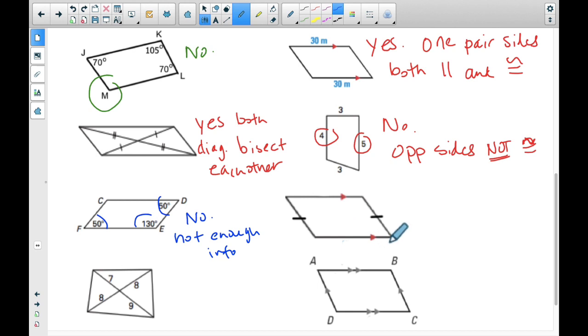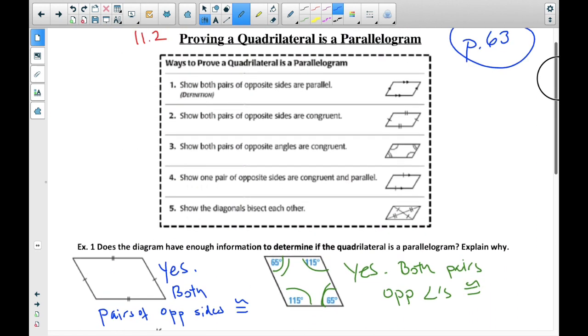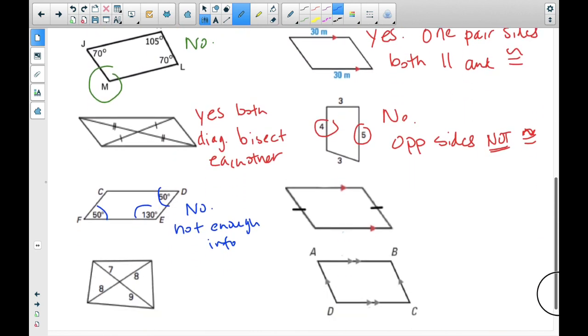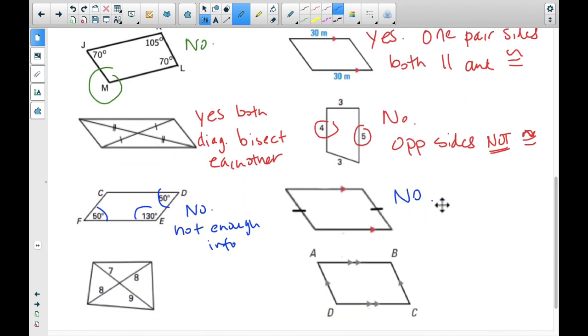All right, this next example, well, we have opposite sides congruent. We have opposite sides parallel. But let's look at our options. This one has parallel, but it's all 4 sides. This one has congruent, but it's all 4 sides. This one has parallel and congruent, but they're on the same side. And these are not on the same side. So once again, this is a no, because they need to be on the same side. So I would just say not enough information.